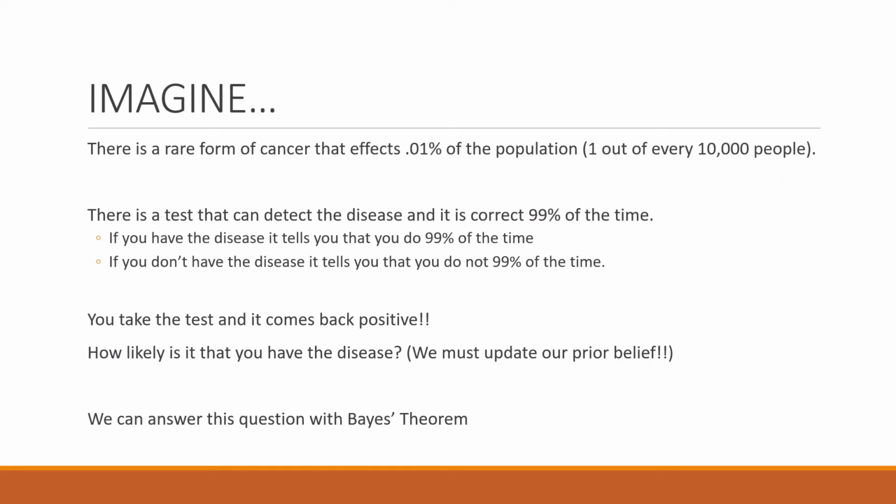Okay, so this idea of false positives and false negatives comes into our thought experiment. There's a rare form of cancer that is 0.01%. We know the test is accurate 99% of the time. You take the test, it comes back positive. How likely is it that you have the disease? We have to update our prior belief, and we can do this with what's called Bayes' theorem. What we're really asking is, I know my test is positive, but what is the probability that that's a true positive and not a false positive?